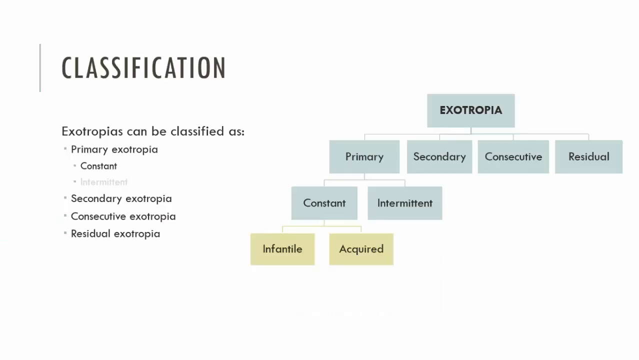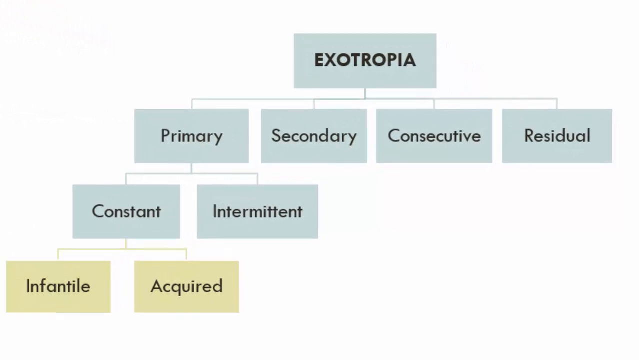Okay, let's go back to the flow chart which we discussed when discussing the overall classification of exodeviations. What we see here is that an exotropia patient who has a primary deviation can have either a constant or an intermittent deviation. Now we've discussed intermittent, so our focus now will be on the constant exotropia. And for this video, I've also given you a further subclassification where you could define the patient or diagnose the patient as either having an infantile constant deviation or an acquired constant deviation.